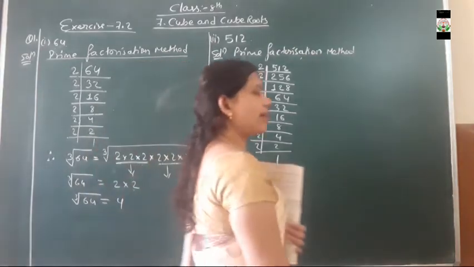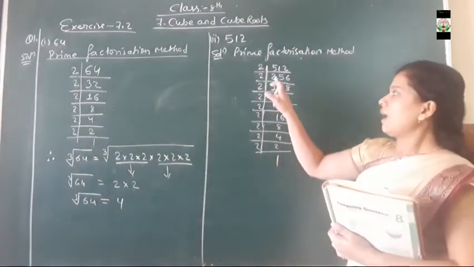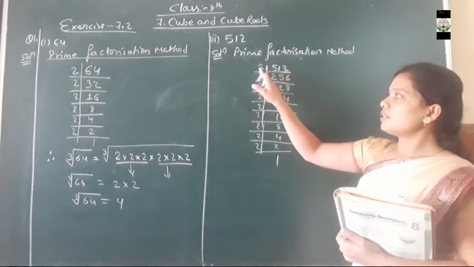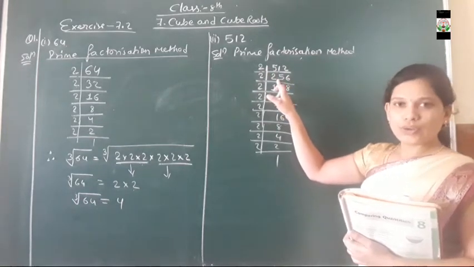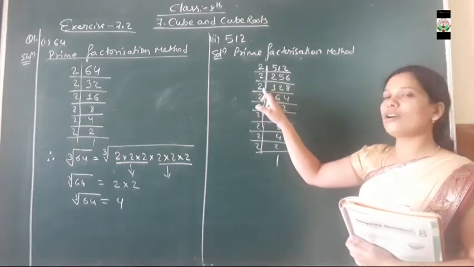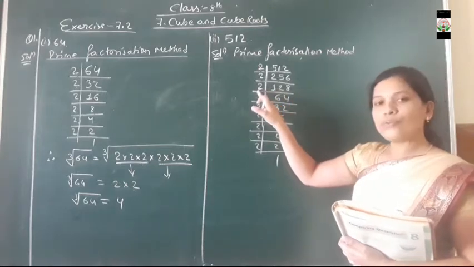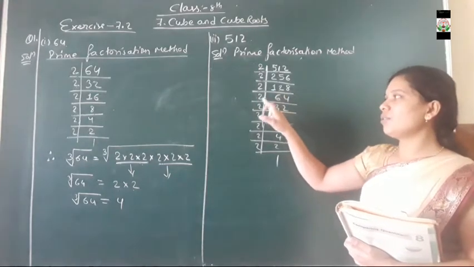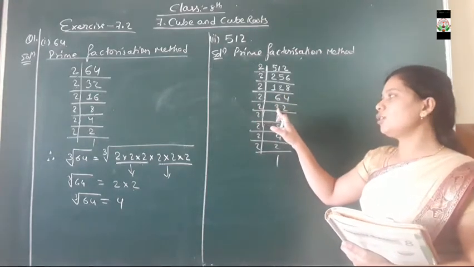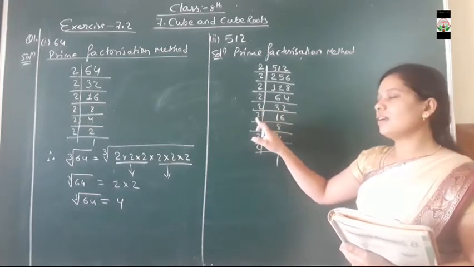So here we have found the factors of 512. How did we find it? As 512 comes in the table of 2 how many times? That is 256 times. Now 256 comes in the table of 2 how many times? That is 128. Now 128 comes in the table of 2 how many times? 64. 64 comes in the table of 2 how many times? 32. 32 comes in the table of 2 how many times? 16. 16 comes in the table of 2.